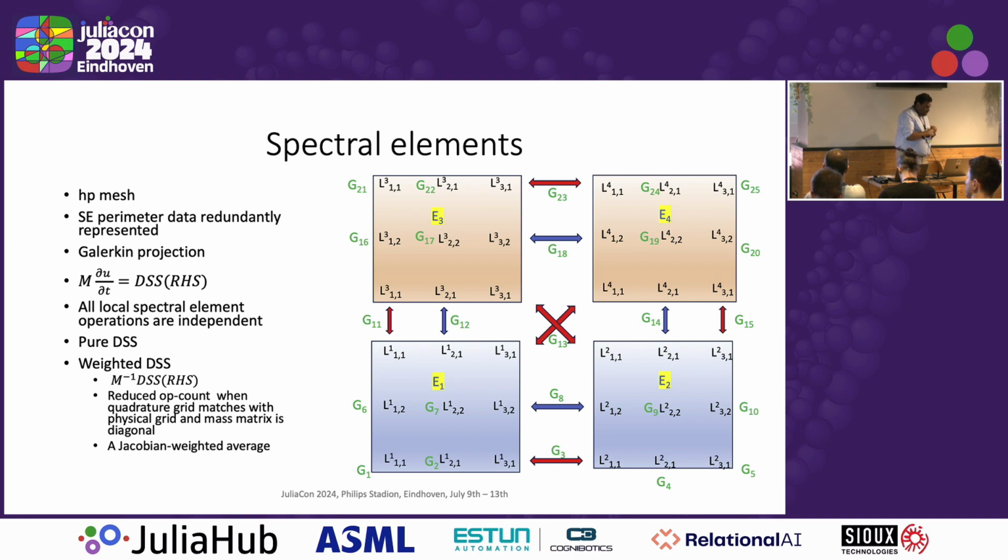So what we need for our case is approximately the M inverse times direct stiffness summation of the RHS. And there is a nice property that when we use the quadrature grid to coincide with the physical grid, we can have a reduced operation count when evaluating this combined operation. And it essentially reduces to a Jacobian weighted average at each of the redundant degrees of freedom to compute the DSS.